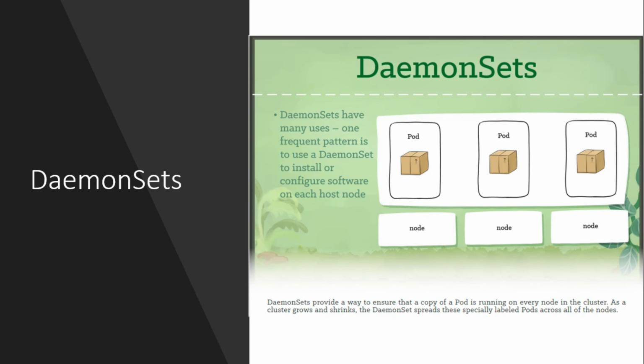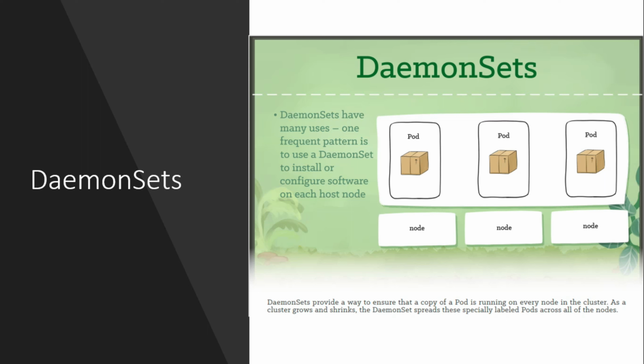Daemon sets. Daemon sets have many uses. One frequent pattern is to use a daemon set to install or configure software on each of the host nodes. So let's say you have multiple nodes and you have one particular pod that needs to be running across all the nodes. Daemon sets provide a way to ensure that a copy of the pod is running on every node in the cluster.